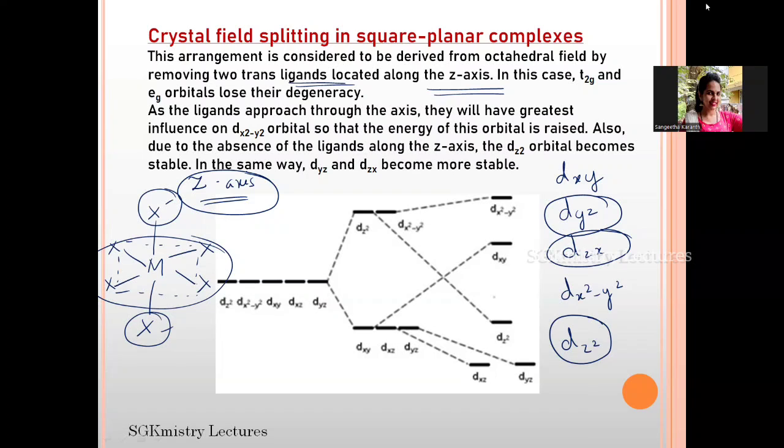Since there are no ligands, there is no repulsion between the negative charges or the electrons. So these orbitals will have lower energy. The energy of these orbitals will decrease. You can easily see that dz square energy is lesser when compared to that of dx square minus y square, and dzx and dyz orbitals have lower energy when compared to that of dxy. This is what happens during the formation of a square planar complex and how the crystal field splitting takes place.